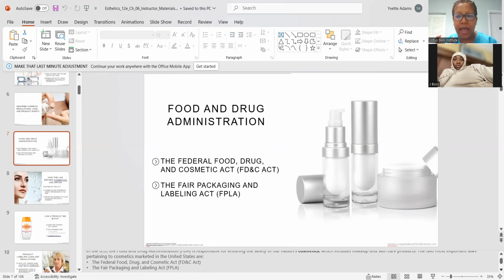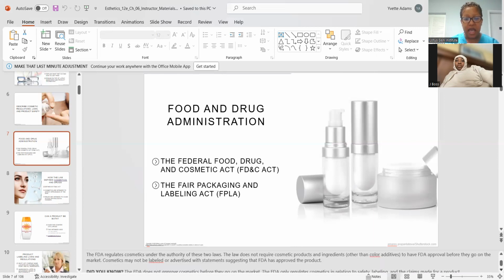You ever seen on toothpaste or sometimes drinks, you'll see FD&C red number 8 and FD&C blue number 7. FD&C is referring to the Federal Food, Drug, and Cosmetic Act. Okay, and then you have the FPLA, which is the Fair Packaging and Labeling Act. So you want to make sure you review these in your book. The FDA regulates cosmetics under the authority of these two laws.